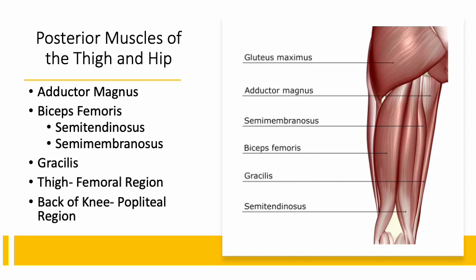So the muscles of the back side of the thigh and hip. Obviously you have the gluteus maximus, which is going to be the butt, right? So that's going to be the top part. Then you have the adductor magnus, which is on the medial side of the leg, but it's really, really big and thick. So the adductor magnus is very medial, but thick.